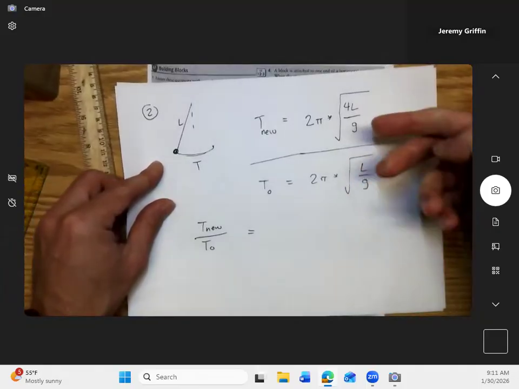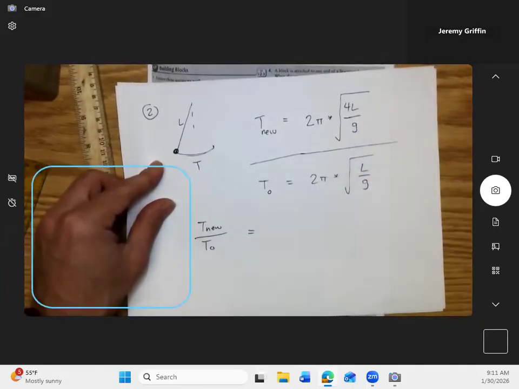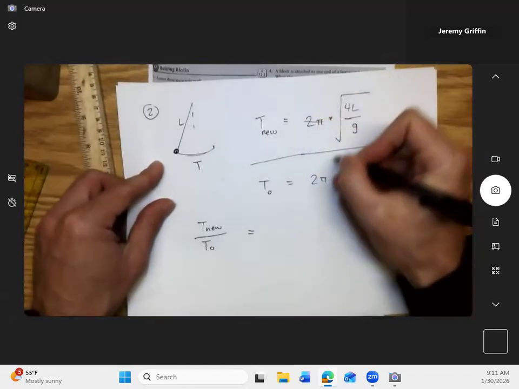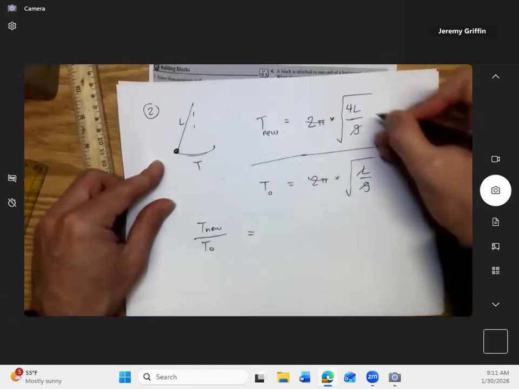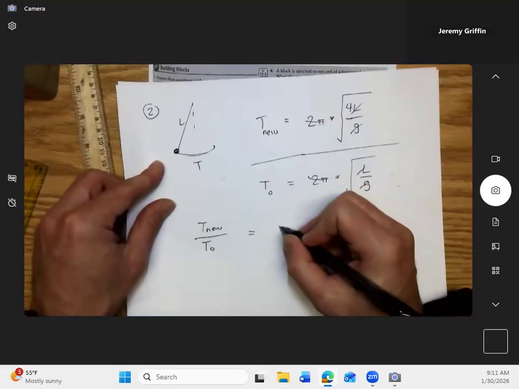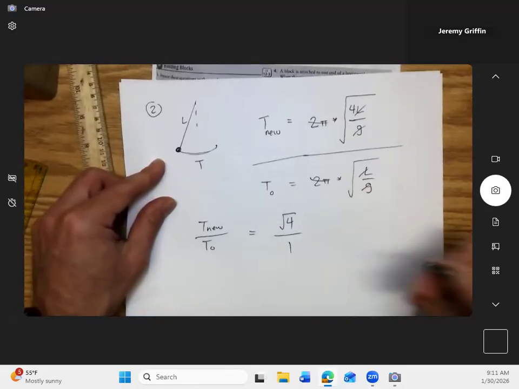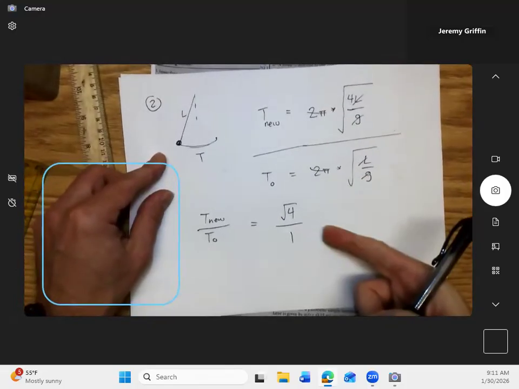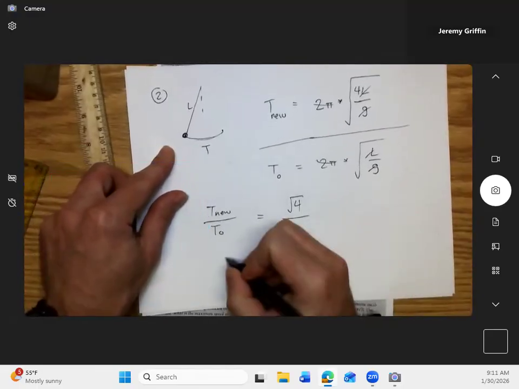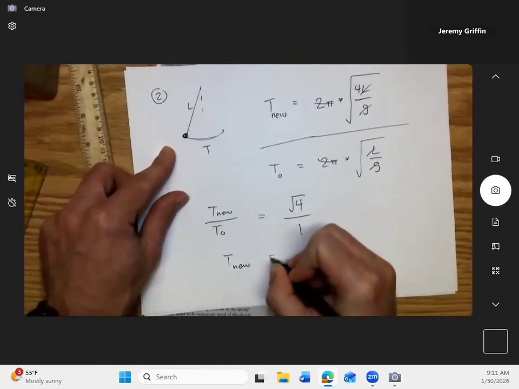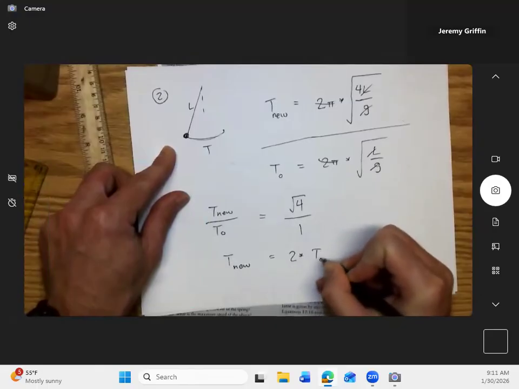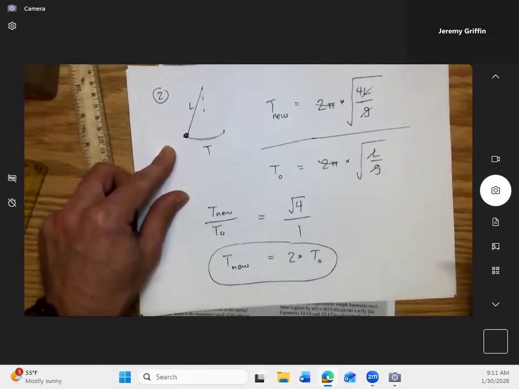What cancels? Almost everything. Everything except that's the square root of 4, which is what? 2. Perfect.